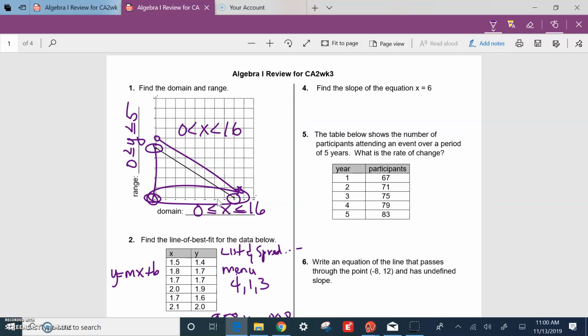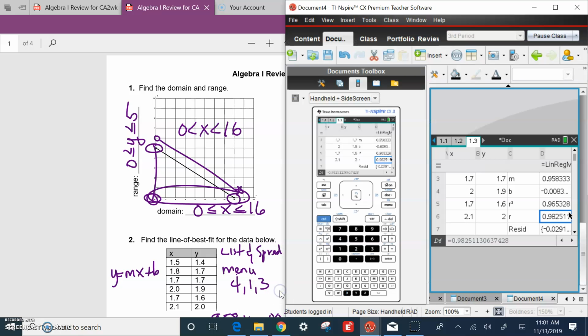All right, let's find the slope of the equation x equals 6. If you graph x equals 6, you would see that it is a vertical line. Vertical lines have an undefined slope. I just want to show you how to check it in the calculator. Once you open a graph and graph it, you're going to do menu 6, 5. So menu 6, 5, I'm going to graph it.